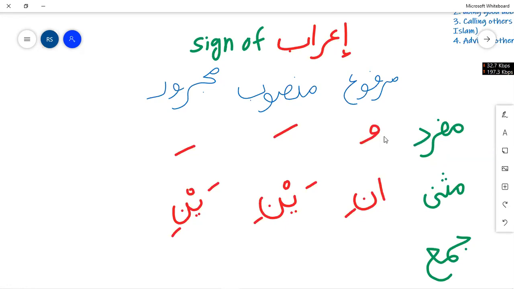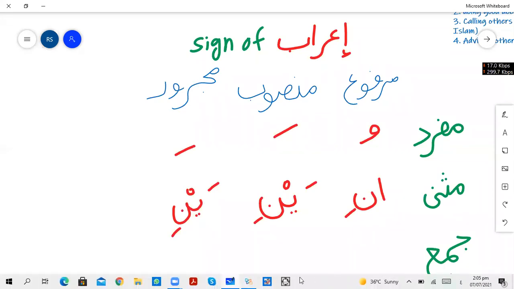In case of mufrad mansub, fatah is the sign. It has fatah at the end. And in musanna mansub, it has ya noon, fatah, ya sukoon, noon kasra at the end. So ya is the sign of its nasab. And when mufrad becomes majroor, it has kasra at the end. So kasra is the sign of jar in mufrad ism. But in case of musanna, when it becomes majroor, it has fatah, ya sukoon, noon kasra at the end. So ya is the sign of jar in musanna.